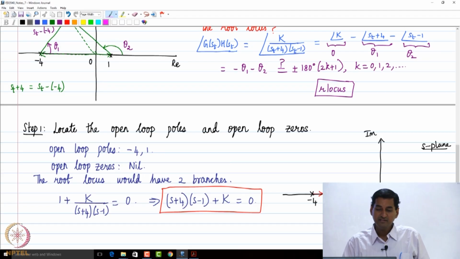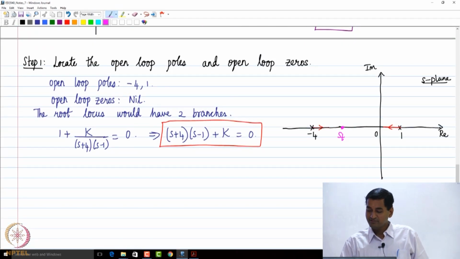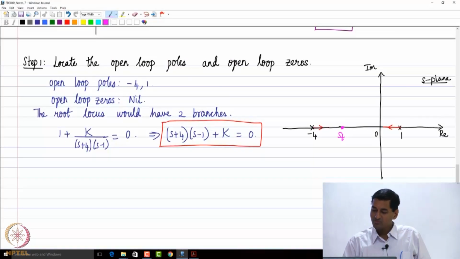Now comes the question as to what happens as k tends to infinity. If we go back to this, I hope it is clear why each one of the n curves will start from an open loop pole at k equals 0. Now, out of these, m curves will terminate at an open loop zero as k tends to infinity, and the remaining n minus m curves will go to infinity in the complex plane along what are called asymptotes. So now what is going to happen?